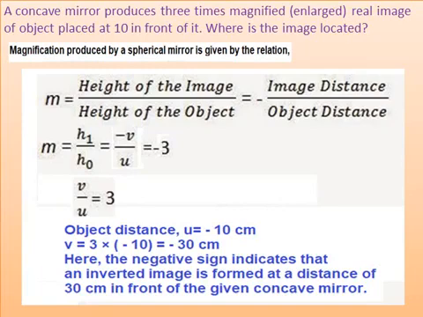Then in the problem it is given that U is equal to minus 10 centimeters. Therefore V is equal to 3 into minus 10, that is equal to minus 30 centimeter. Here the negative sign indicates that an inverted image is formed at a distance of 30 centimeters in front of the given concave mirror.